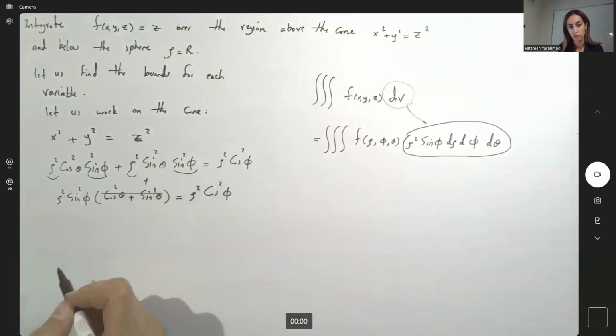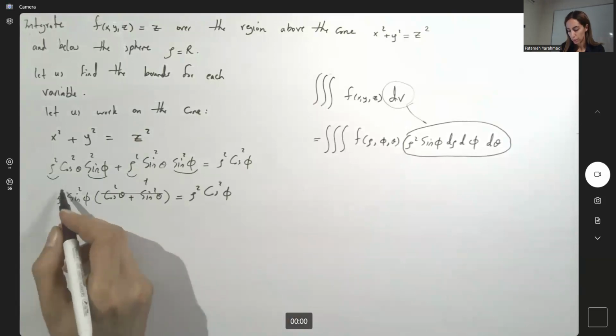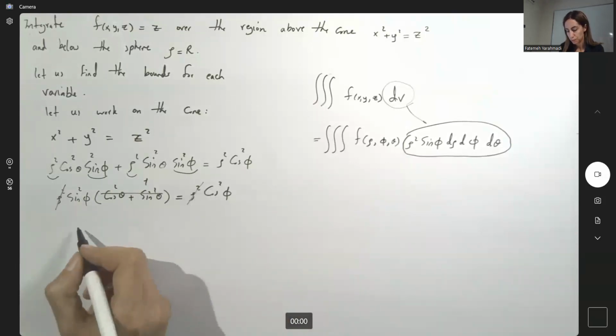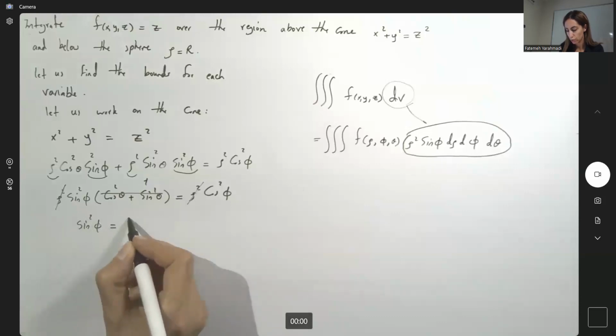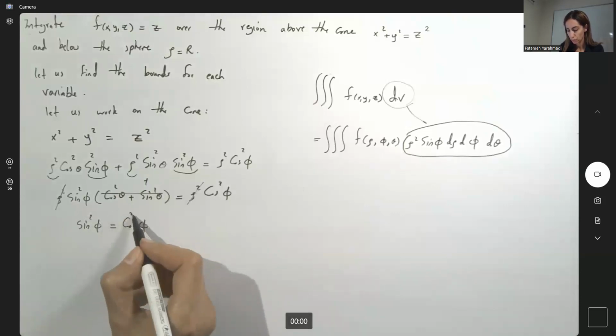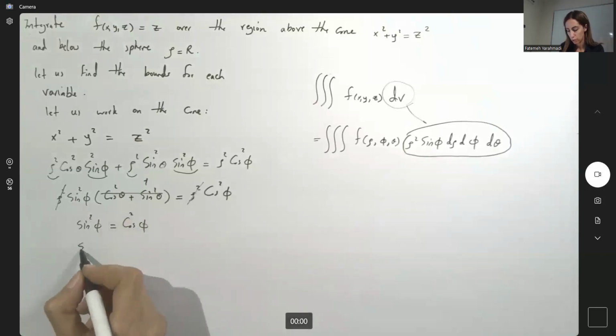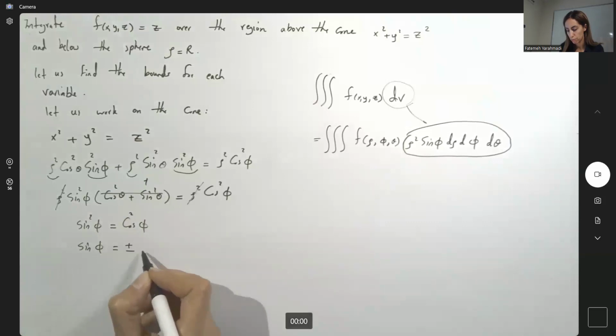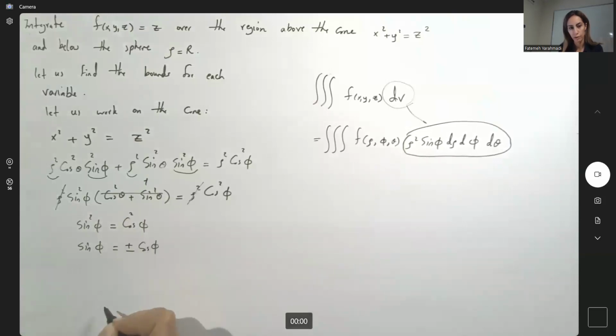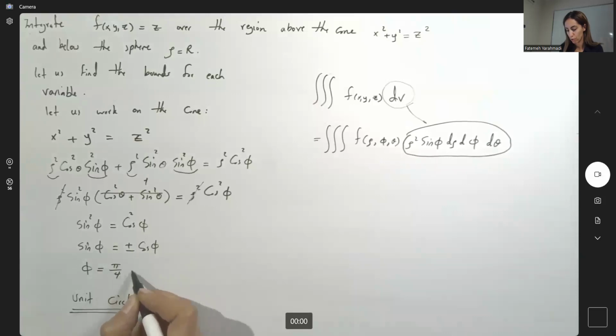So this is just a trig identity, which is 1. So we end up canceling rho squared and rho squared. We have sine squared phi equals cosine squared phi. If you take the square root of both sides, you end up with sine phi equals plus or minus cosine phi. So we're looking for angles phi that make sine and cosine equal or opposite of each other. Those angles from the pre-calculus unit circle are going to be pi over 4 and 3 pi over 4.